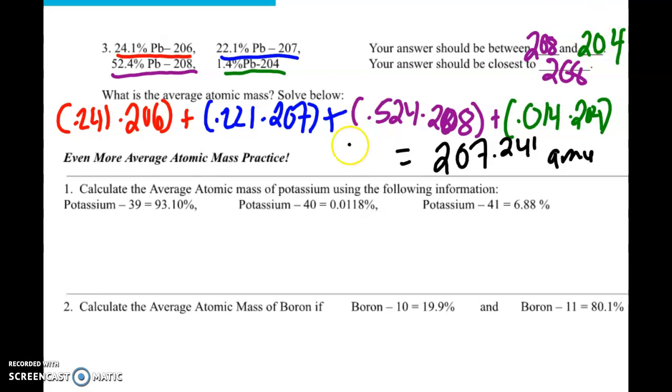Now, let's do a check. Between 208 and 204? Yes, that's good. Is it closest to 208? Looks like it's closest to 207, right? But remember, we have that big 206 number pulling it down, and we've got a 204 number pulling it down. So I'm going to say 207. Yeah, we're closer to 208 than we are to 204, so that checks out.